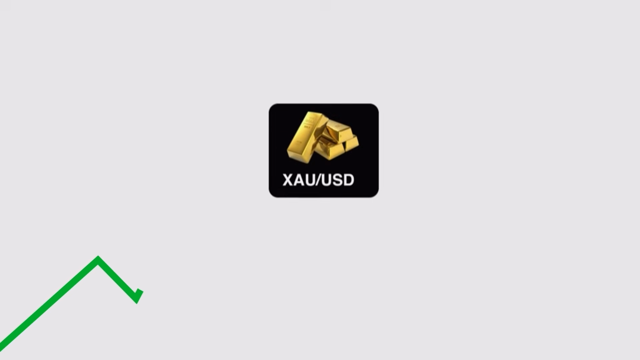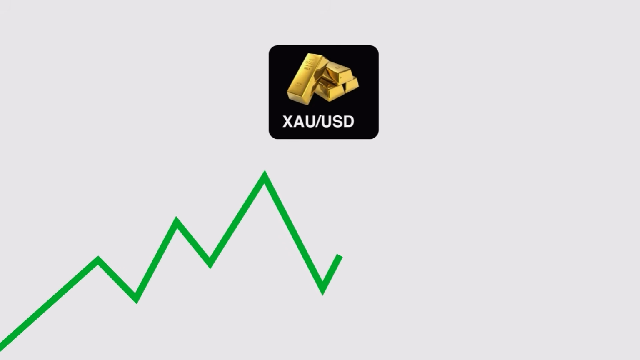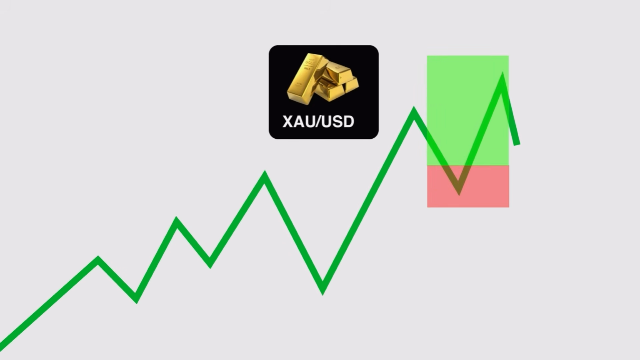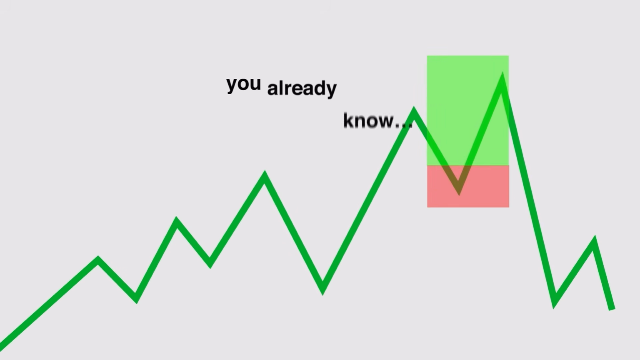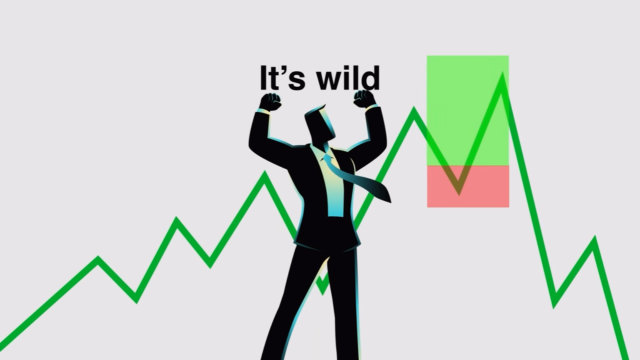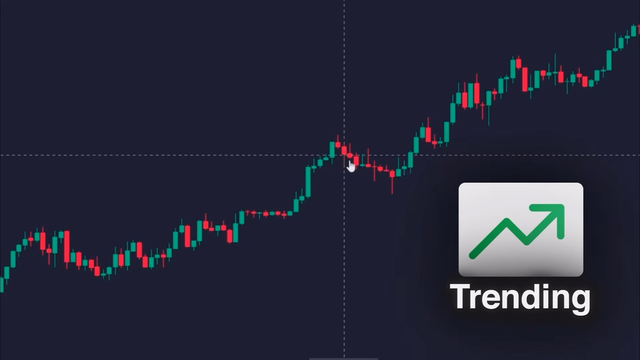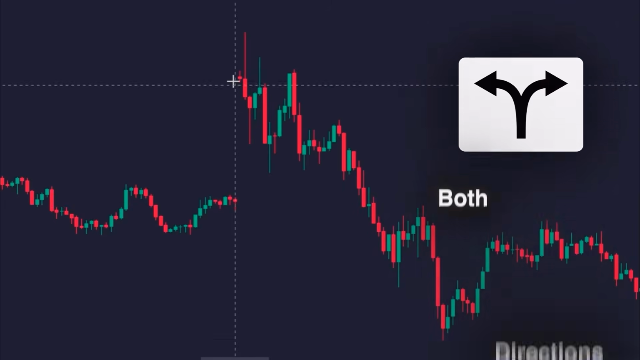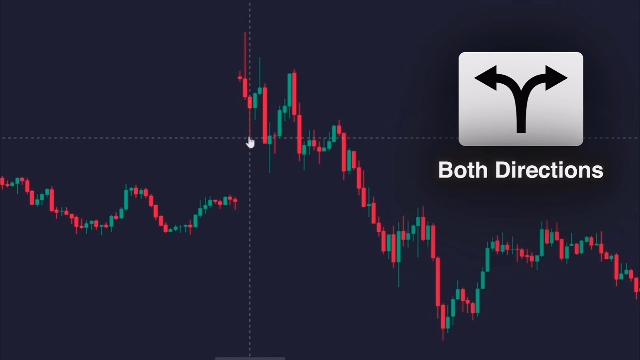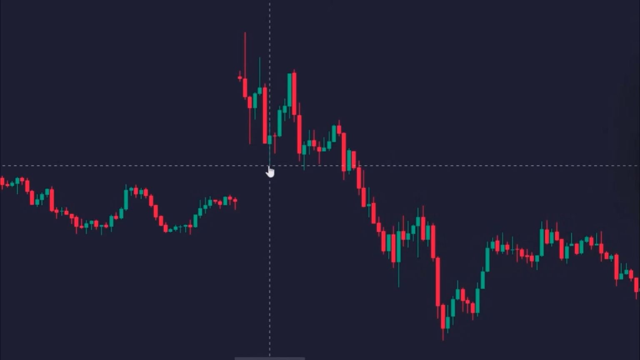Unlike other markets, gold doesn't behave in a predictable way. If you have ever tried to trade XAUUSD, you already know, it's wild. One moment it's trending amazingly, the next it spikes in both directions and wipes out both sides of the market.